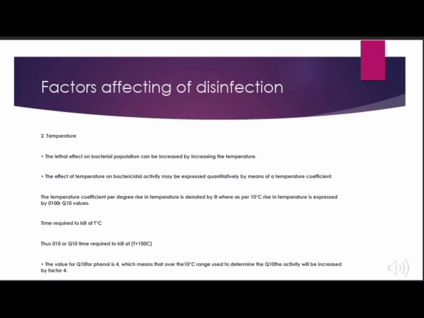Thus, theta raised to 10 or Q10 is equal to the time required to kill at T degrees Celsius divided by the time required to kill at T plus 10 degrees Celsius. The value of Q10 for phenol is 4, which means that over the 10 degrees Celsius range used to determine the Q10, the activity will be increased by a factor of 4.